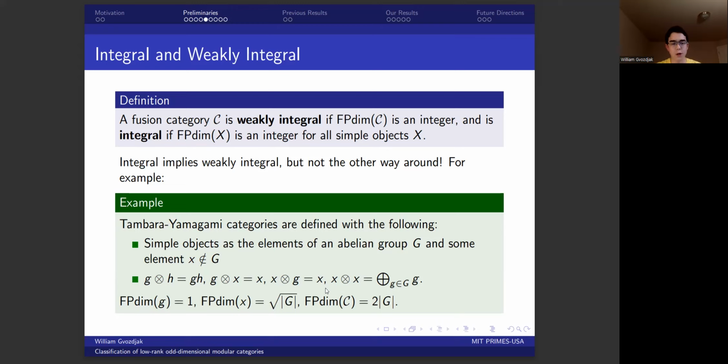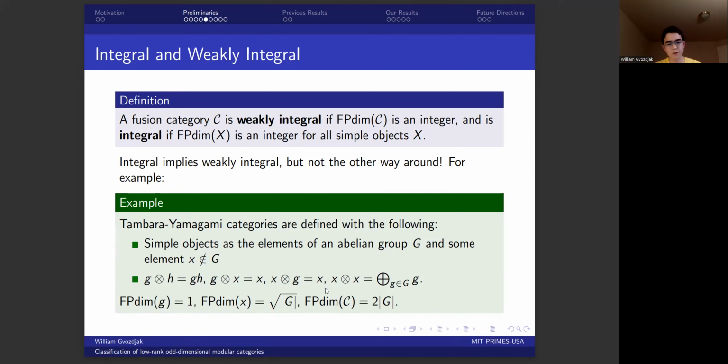And we can see this in an example here. Tambara-Yamagami categories are defined where their simple objects are the elements of an abelian group G, as well as some element X that's not inside of our group G. And then because our category is semi-simple, this allows us to get every single object in our category by taking direct sums. So we simply have to define the tensor product in the Grothendieck ring.